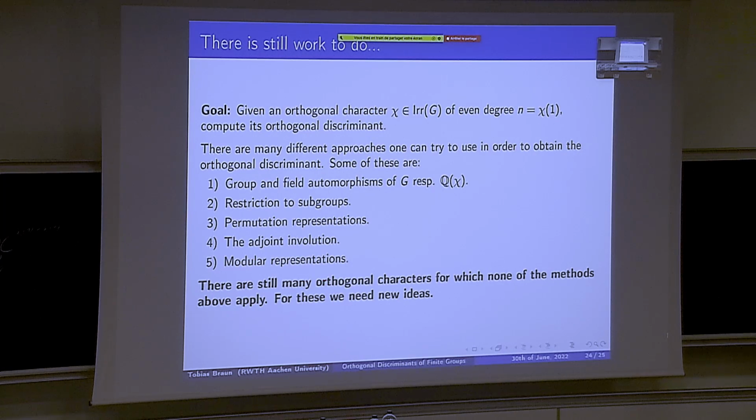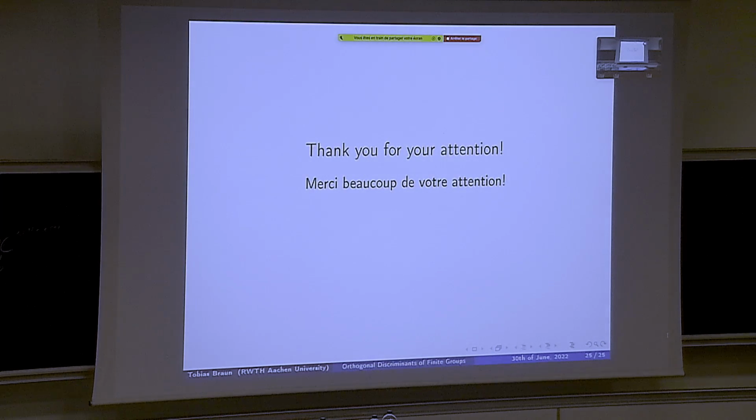And the best shot we have is some modular representations because they're easier to construct, even to high degrees, and then infer some constraints on the orthogonal discriminant in characteristic 0. I just want to say that even though this all looks very nice and beautiful, there's still a lot to do. And with that, I'm at the end of my talk.